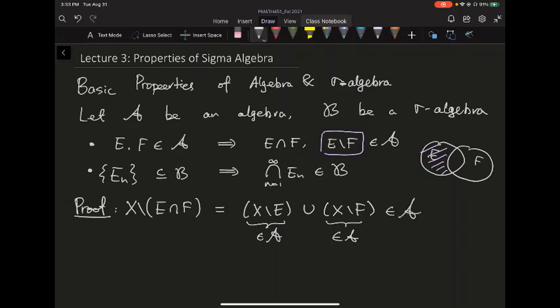So now we know the complement of E intersect F is an element in A, but again, A is closed under taking complement. So we take the complement of the complement, and we recover E intersect F. So this is basically the complement of the complement, which we know is in A as well.